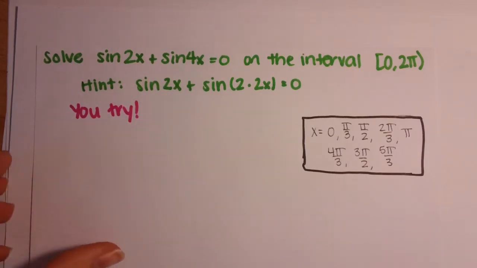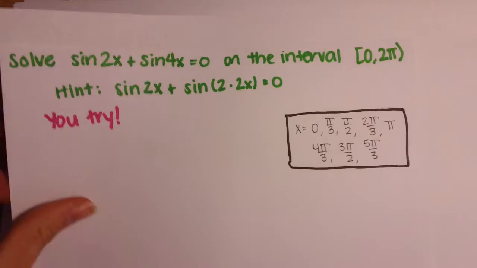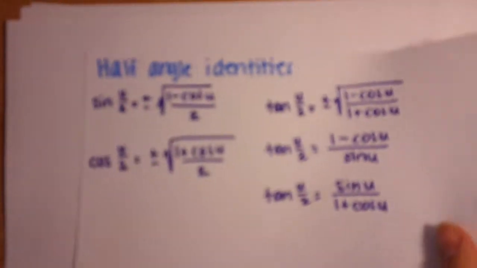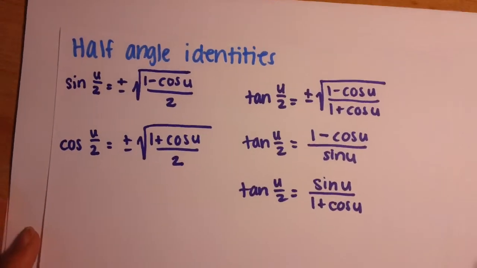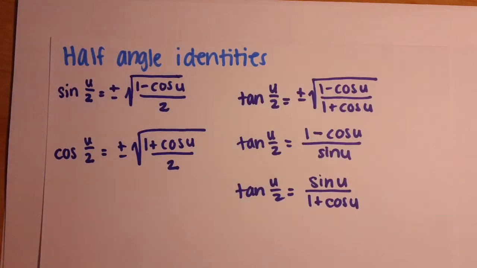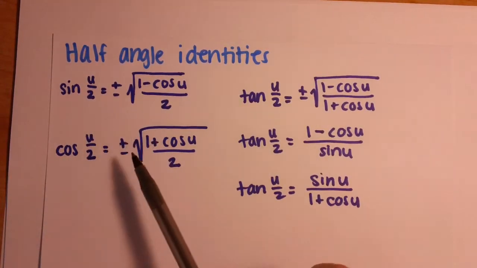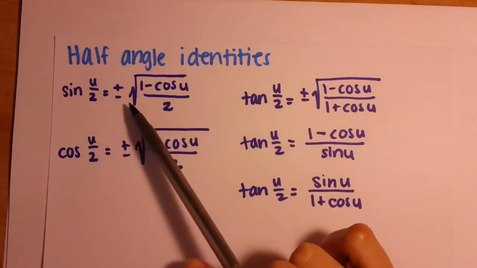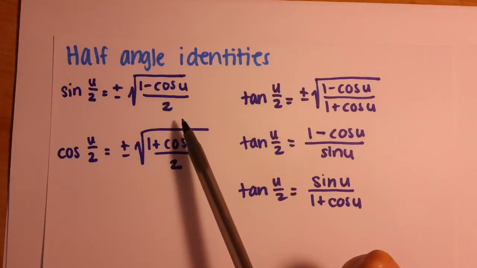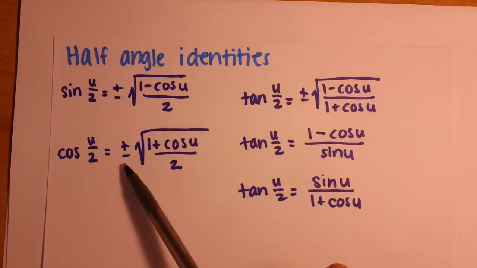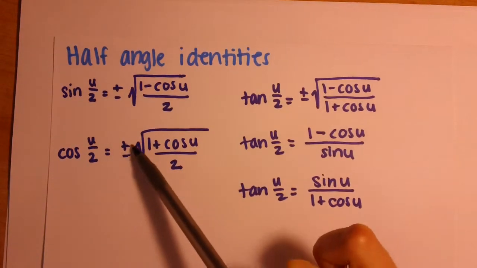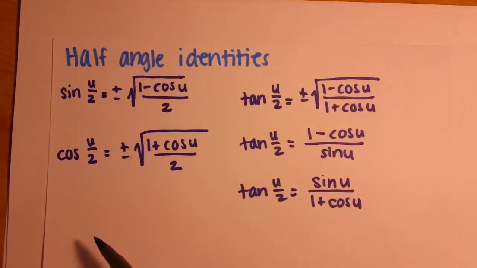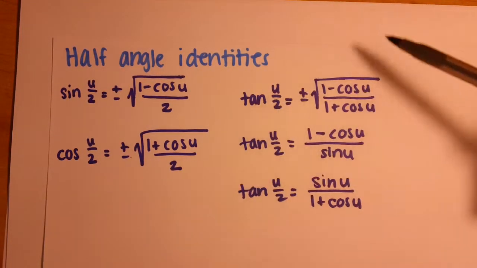And now let's look at the half angle identities. For our half angle identities, these are when you can divide your angle by 2 and get something that you're used to working with. So for sine of u over 2, we're going to have plus or minus the square root of (1 minus cosine u) over 2. Cosine of u over 2 is plus or minus the square root of (1 plus cosine u) over 2. It's important to remember these plus or minus. For tangent, you can use any one of these 3.